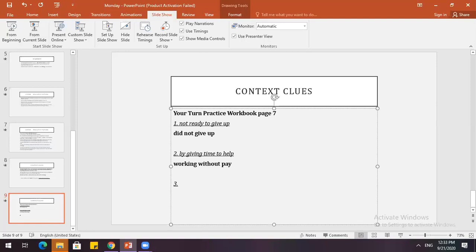All right. Number 3. Mamdouh? I slunk off to my room as Mom's words echoed in my head over and over. Maybe she was right. What's the meaning of echoed? Where is our clue that we're going to underline? I have two. Can I say the two? Sure. In my head over and over. Maybe she was right.